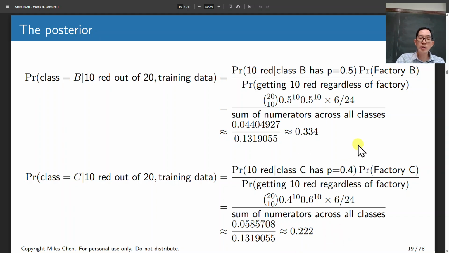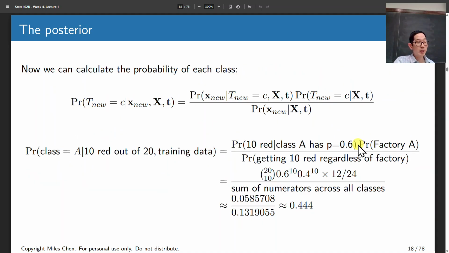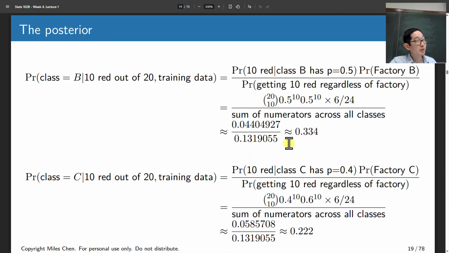And so, after we open up the bag, the probability that it came from factory A is 44%, factory B is 33%, and factory C is around 22%, if you open up a bag with 10 red marbles and 10 blue marbles.